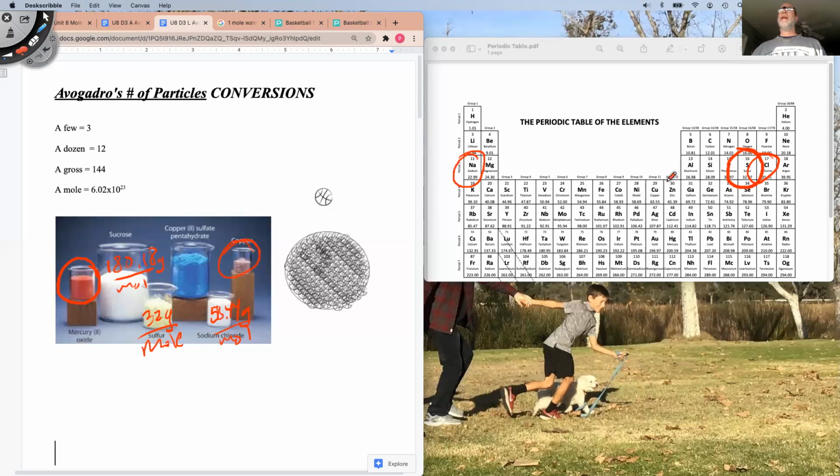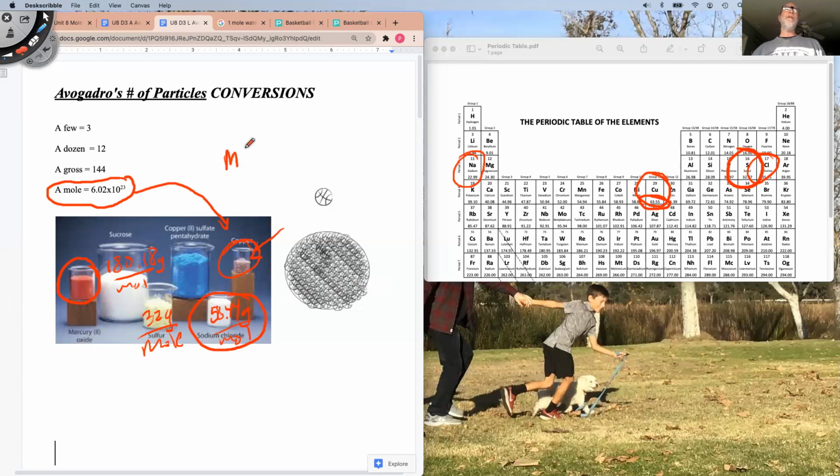So if you weigh out 58.44 grams, you'll get 1 mole of salt, or sodium chloride. Copper, which is right here, weighs 63.55. So that's what 1 mole of copper is. So if you had 1 mole, that many atoms, you would end up with 63 grams of copper, or you'd end up with 58 grams of sodium chloride.